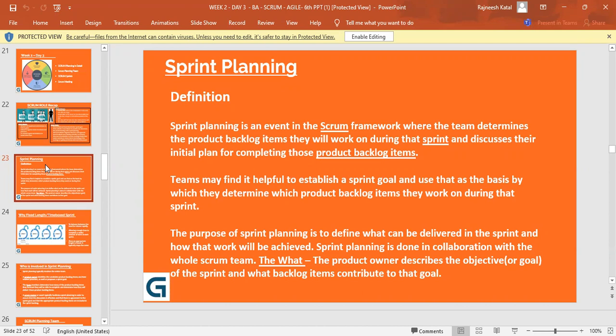Same way in sprint planning, when you have a goal of, say, achieving a group chat functionality, you will have all the backlog items which are supporting this functionality, right? Do you understand where I'm coming from? So that is what it simply says: as per the goal, on that basis, they determine which product backlog item they have to work upon in that sprint.